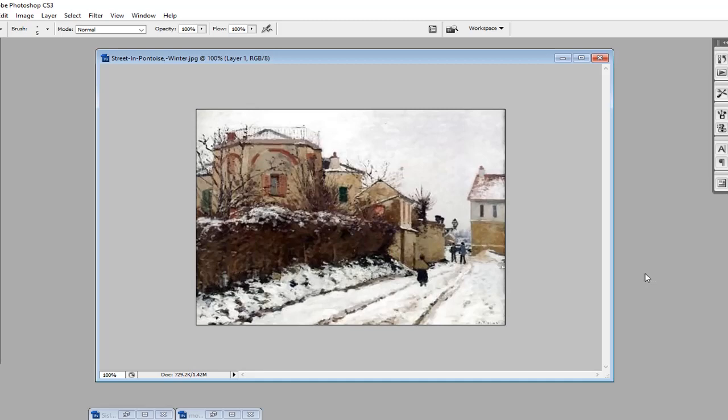And so that's it for these three paintings. I thought they would be interesting as it is winter in the States. And it did snow today, so I thought that would be kind of an appropriate way to kick off this series of videos that I intend to do. And I hope you enjoyed it.